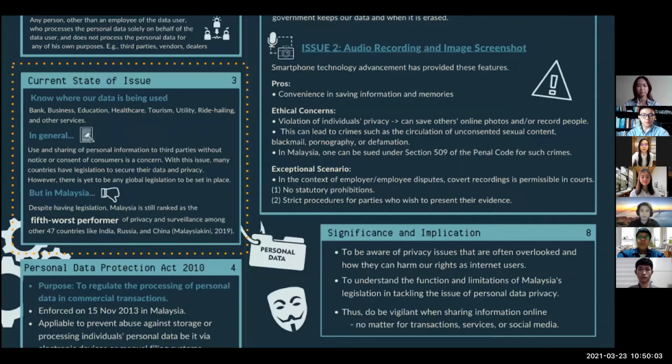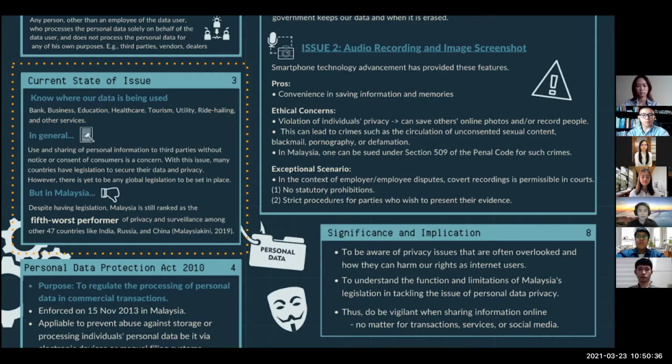My name is Matthew Wong, and I'll be presenting the current issue towards technology and data privacy. First, let's understand the various fields personal data are obtained and used. Companies such as bank, business, healthcare, e-hailing, like Grab and Foodpanda, all store users' data, and in general, users' data is shared with third parties without us being aware of it, as we mostly believe that our data is protected by the law. Hence, many countries have established legislation to secure individuals' data privacy.